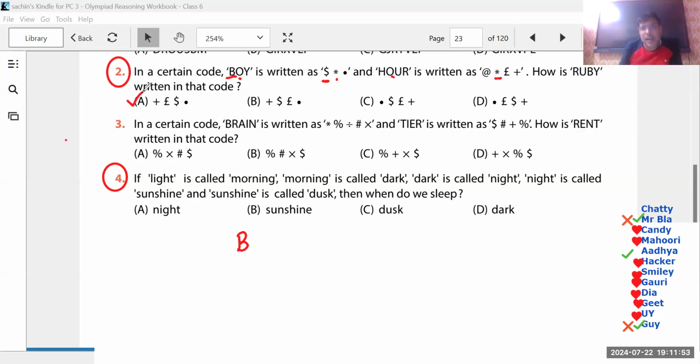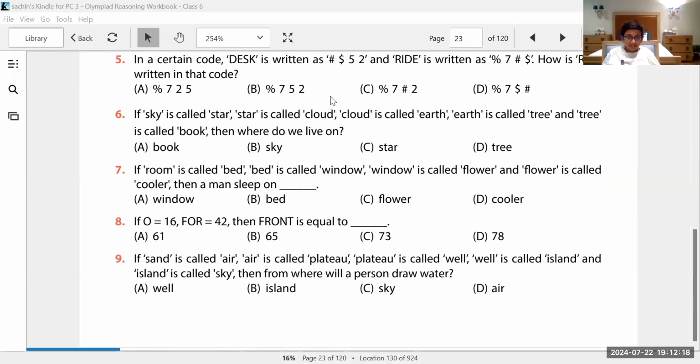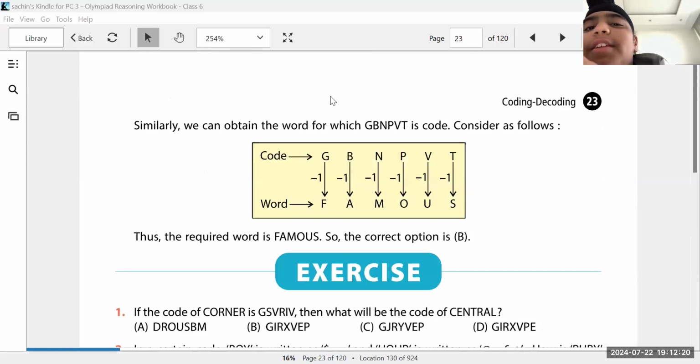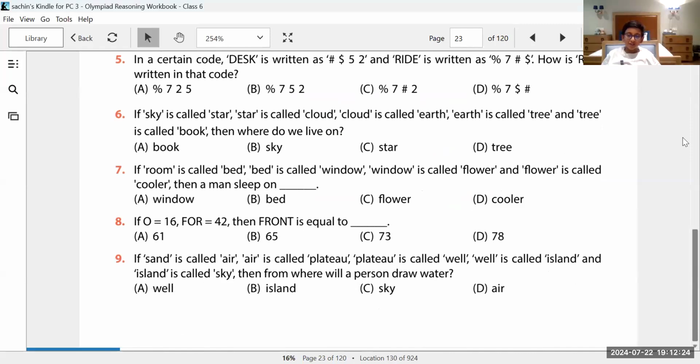If light is called morning, morning is called dark, dark is called night, night is called sunshine, sunshine is called dusk. When do we sleep? At dark. At night. And night is called what? Sunshine. So we sleep at sunshine. Are you sure, guys? Yes. Don't we sleep at night? Yes, because, sir, dark is called night. I don't sleep in the night. I sleep in the morning. It's around 12.